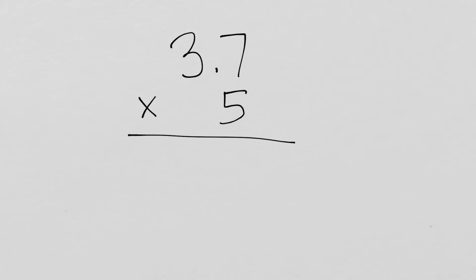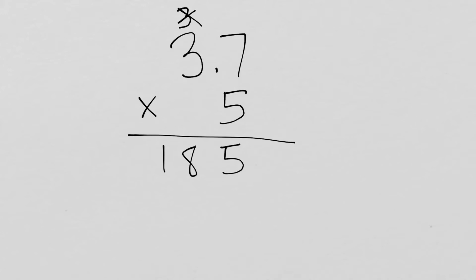So in 37 times 5, you do 5 times 7, 35. And then you do 5 times 3, which is 15, plus the 3, 18. Now, if it was 37 times 5, the answer would be 185. But it's not. It's 3.7 times 5. So I've got to put my decimal point back in the answer.